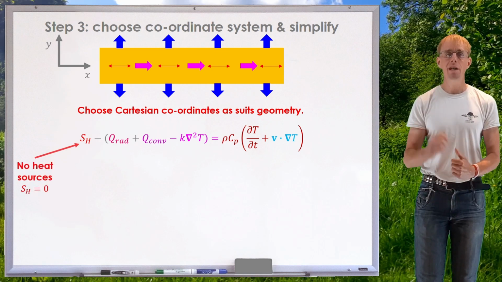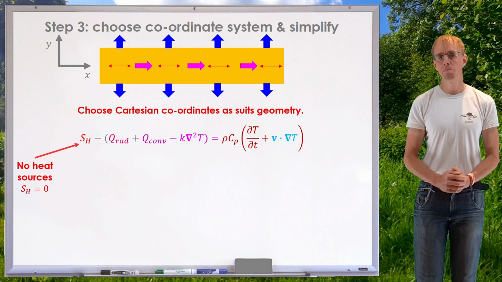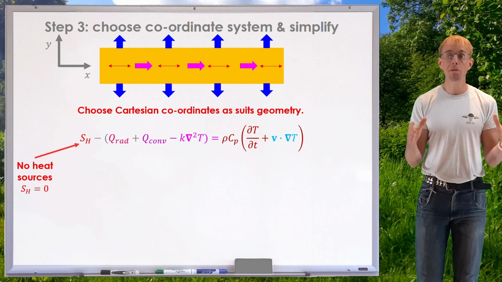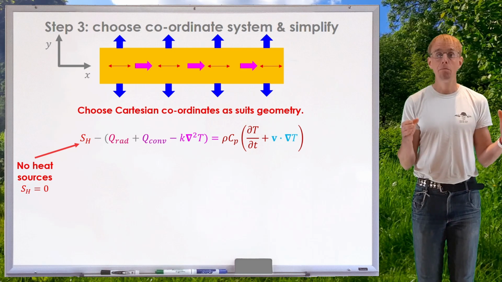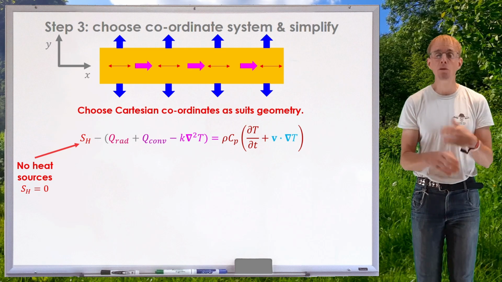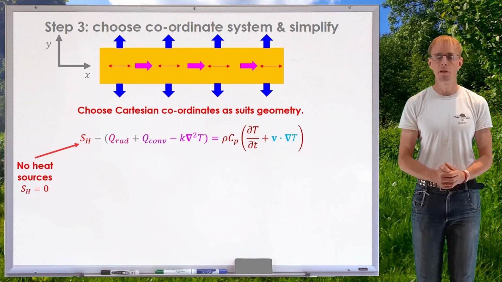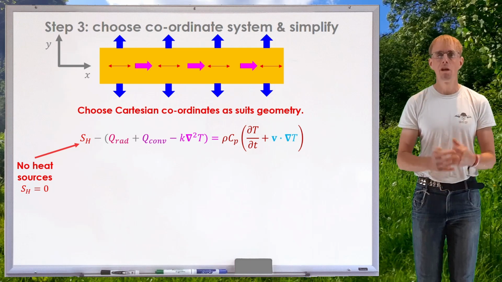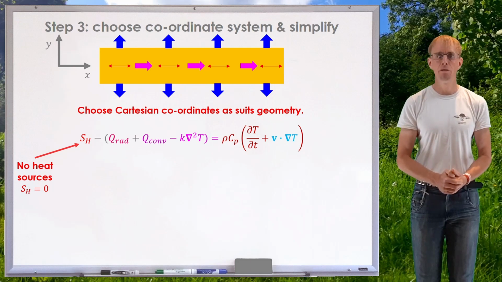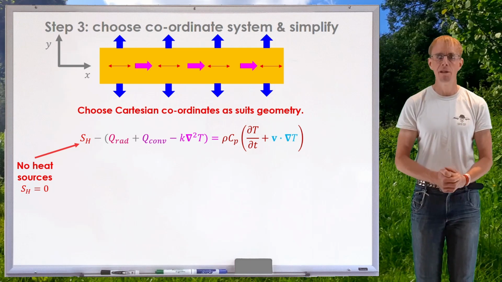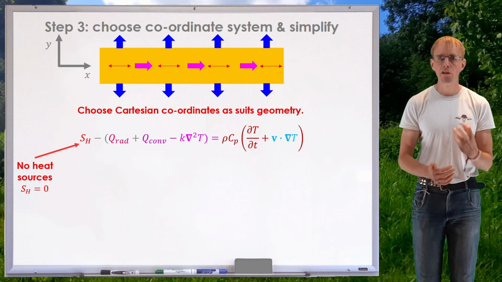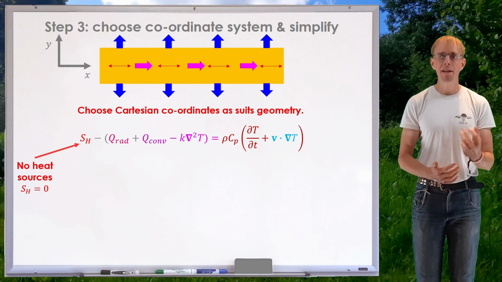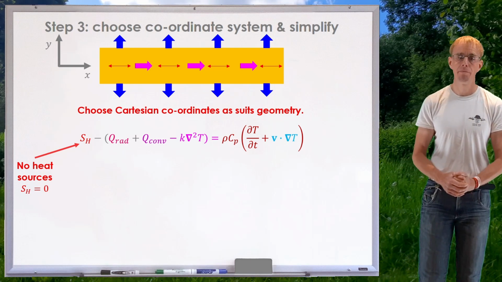I have no heat sources on a volumetric basis in this problem. I'm assuming that at all times my sheet is molten. I'm not undergoing a phase transition. I am not undergoing crystallization. I am not putting energy transfer in by infrared that's being absorbed on a volumetric basis. So there are no volumetric heat sources. Big S subscript H equals 0.